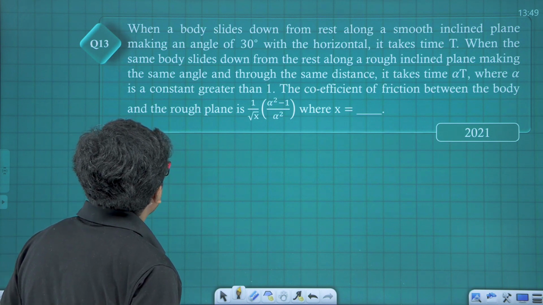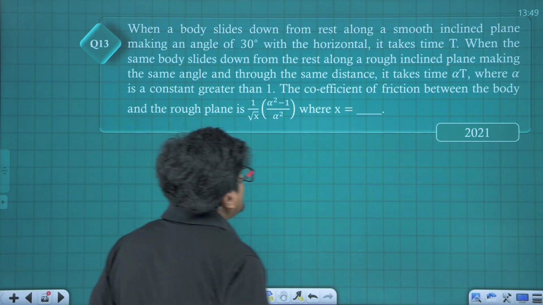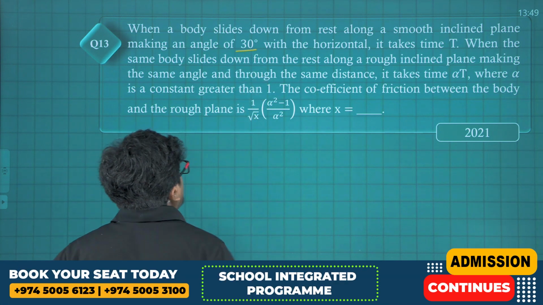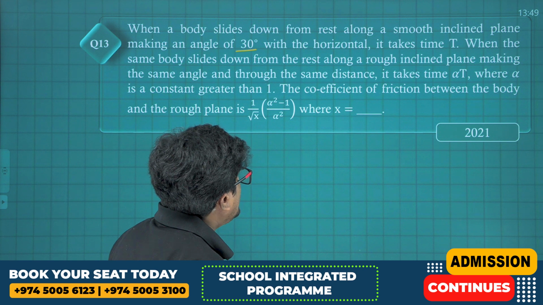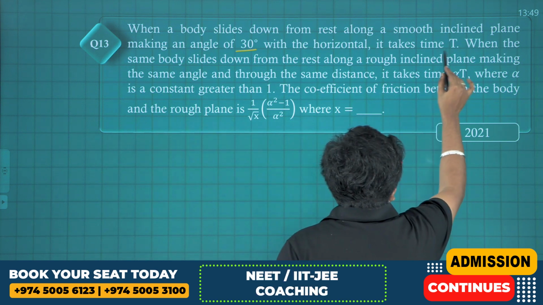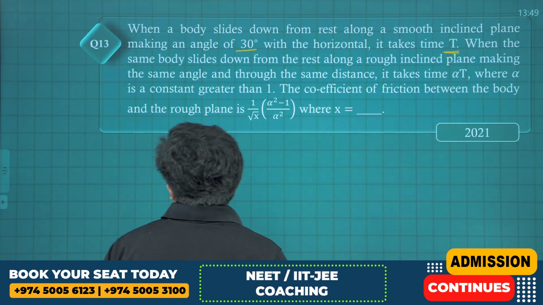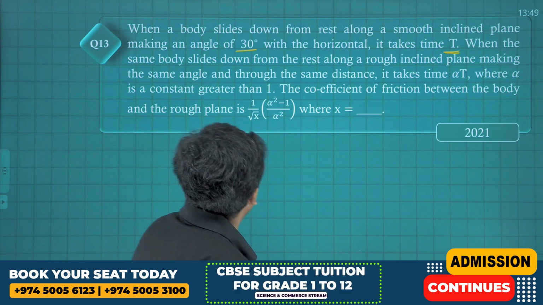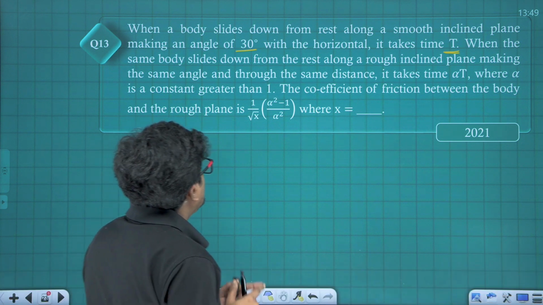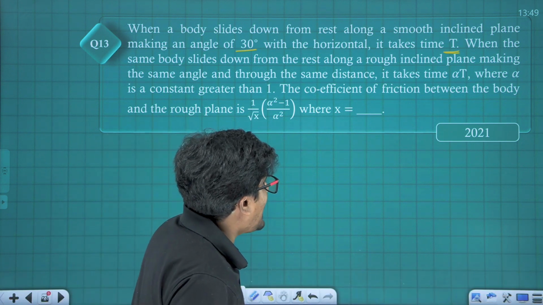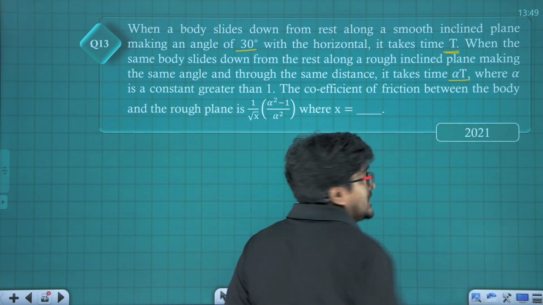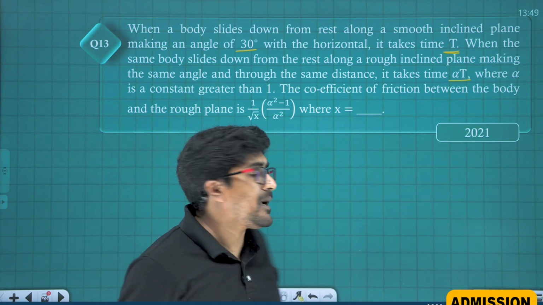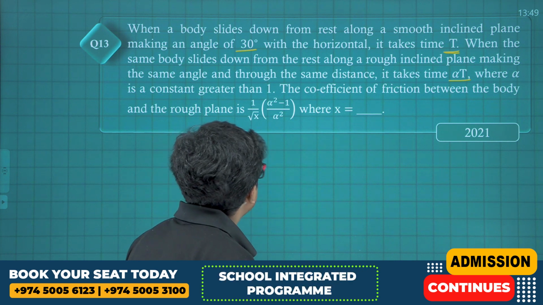Question number 13 says, when a body slides down from rest along a smooth inclined plane, making an angle 30 degree with the horizontal, it takes capital T time. And when the same body slides down from rest along a rough inclined plane, making the same angle through the same distance, it takes time alpha times T. In the first case, it's taking capital T, and second time it's taking alpha times capital T. Definitely alpha needs to be greater than 1.